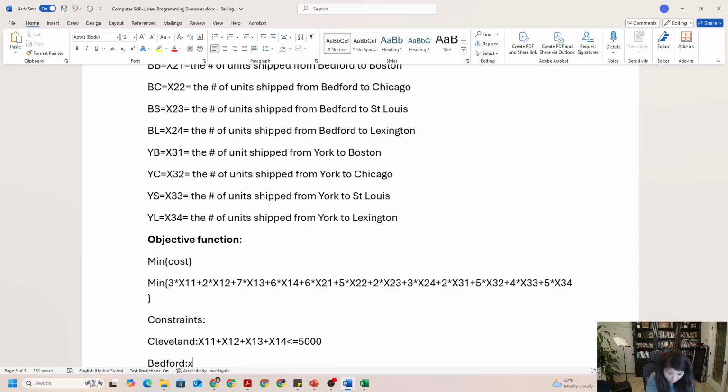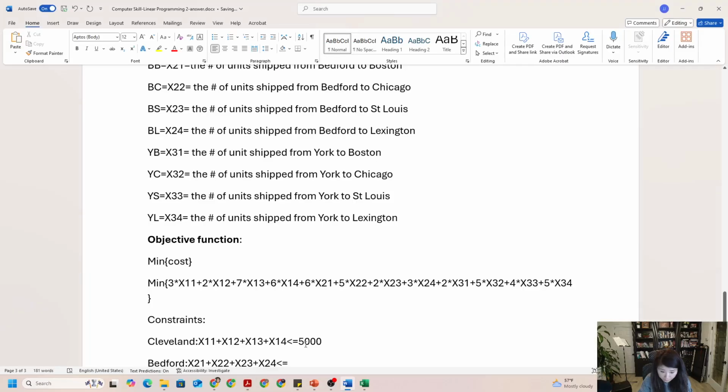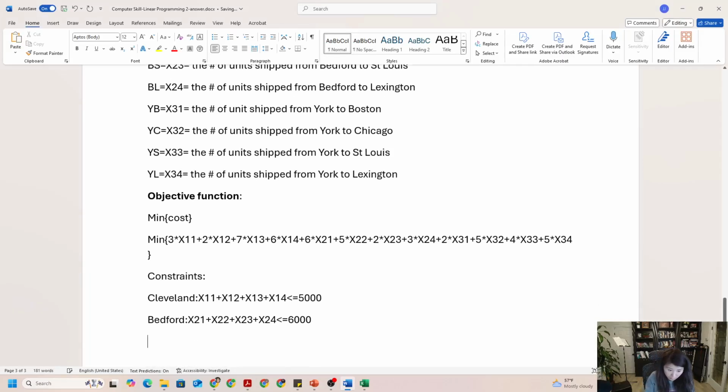And the next production facility is Bedford. Similarly, x21 plus x22 plus x23 plus x24. This one also has to be smaller than or equal to the capacity, which is 6,000. And then the last is the Yorktown capacity: x31 plus x32 plus x33 plus x34. This one has to be smaller than or equal to the capacity, which is 2,500.